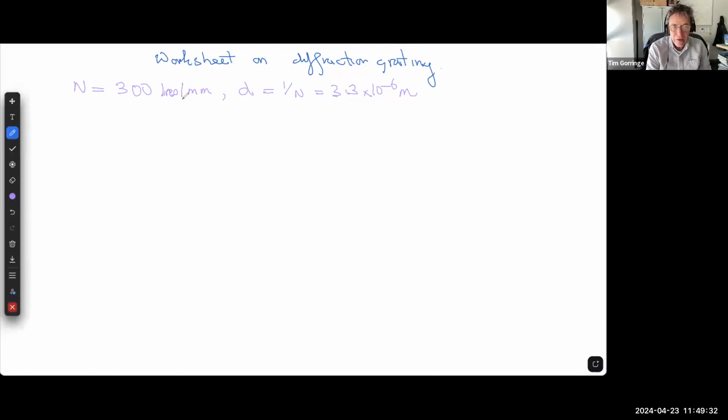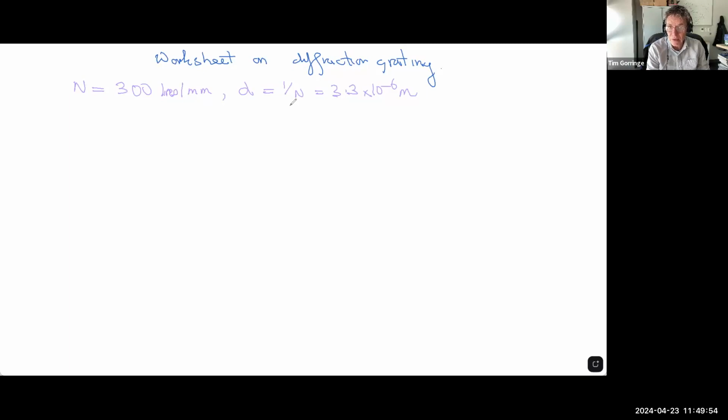You have 300 lines per millimeter, which gives a separation between individual lines. If I divide 1 by that number per millimeter, I get the separation between individual lines. That comes out to be 3.3 times 10 to the minus 3 millimeters, or 3.3 times 10 to the minus 6 meters. That's actually 3.3 microns. So there's a very narrow separation between adjacent slits.